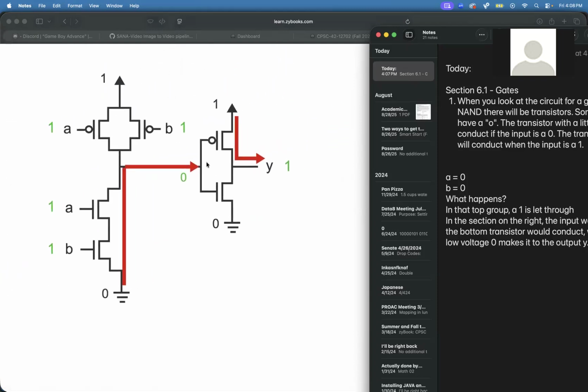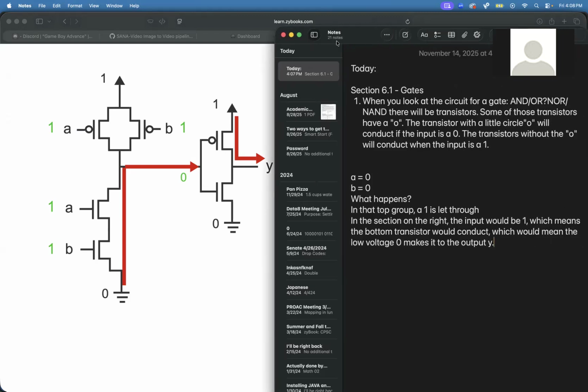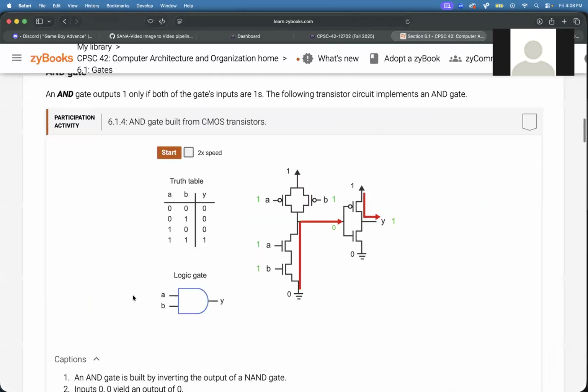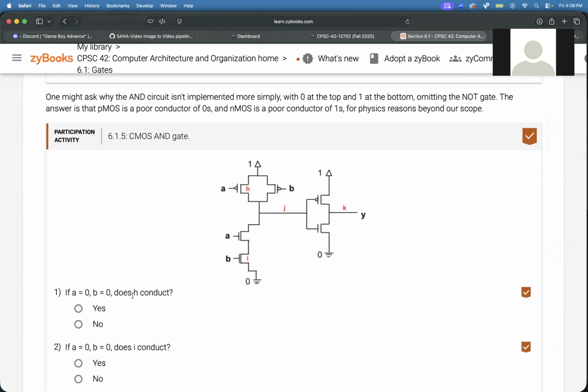Then if you have a zero here, well, this one has no circle, this one has a circle. So the one with the circle would conduct when the input is 0. So the one with the circle conducts, which lets the 1 through the gate into the output. So when you have a 1 and a 1, you end up with a 1. If you had a 0 and a 0, we ended up with, as we worked that out, a 0 at the end. So that's what you have to do for those with the circuit diagrams.